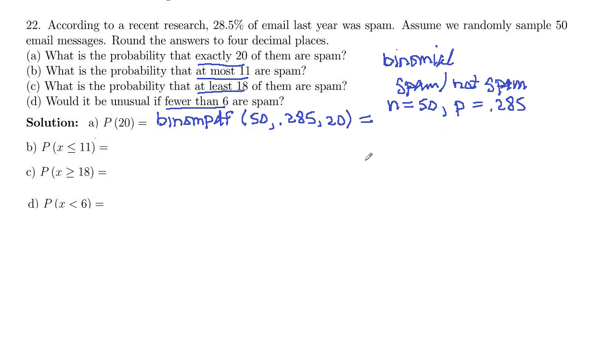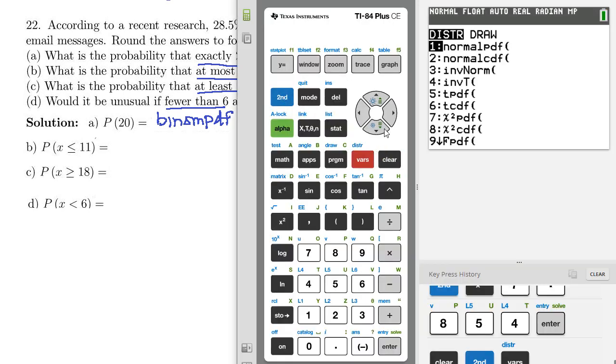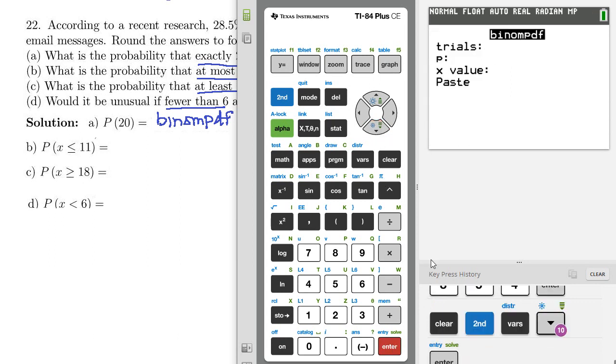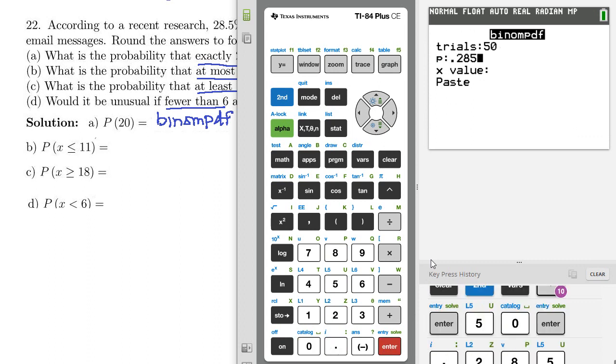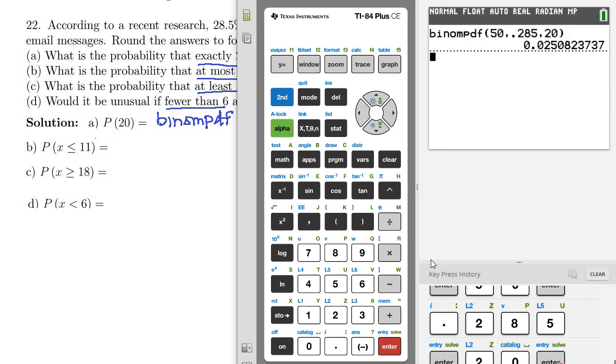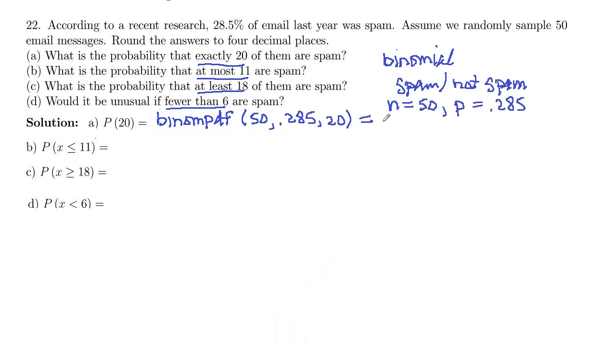Let's compute this on the calculator. So second variables, go down to binom PDF, which is option A. Trials are 50, P is 0.285, and X is 20. 0.0251 to 4 decimal places.